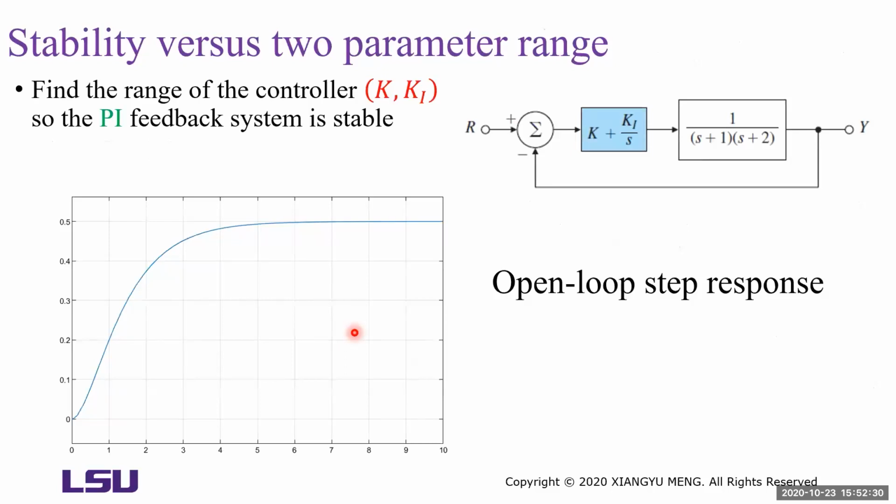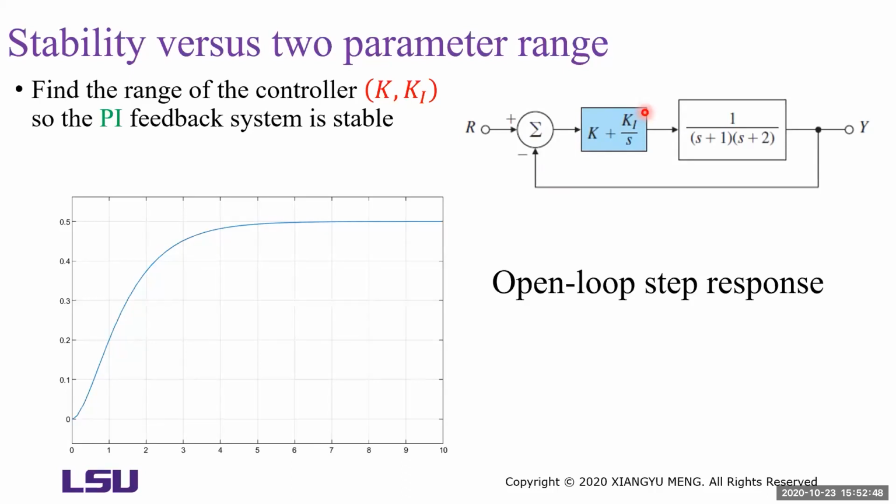Now let's move to the next example. Here we have 2 parameters. Here's the open loop system. The same thing, we have a controller with 2 parameters. We want to first determine what the range of these 2 parameters to make the closed loop system stable.